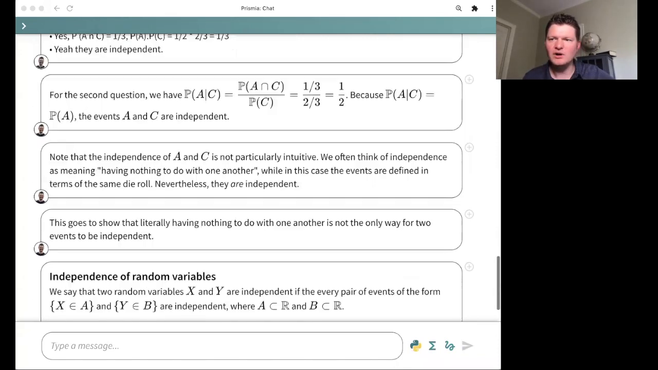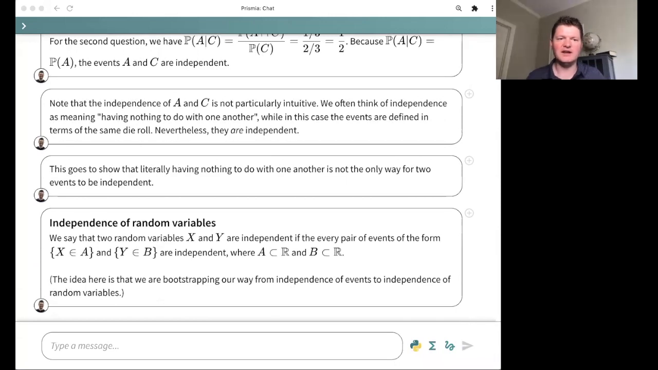So we want to bootstrap our way from talking about independence of events to talking about independence of random variables. And the way we do that is we say, so for any two random variables, X and Y, we can ask for the event that a random variable falls in a particular subset of the real number line. We can do separate subsets for the two random variables. So let's say X is in A and Y is in B. We can ask that question for any subsets of the real number line. And that's an event.